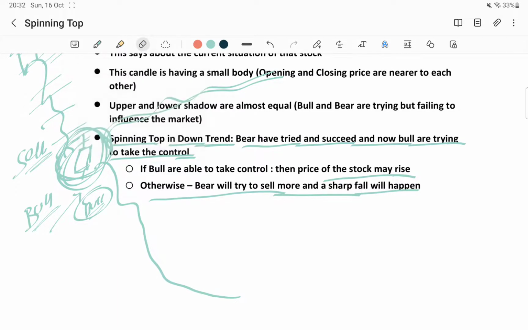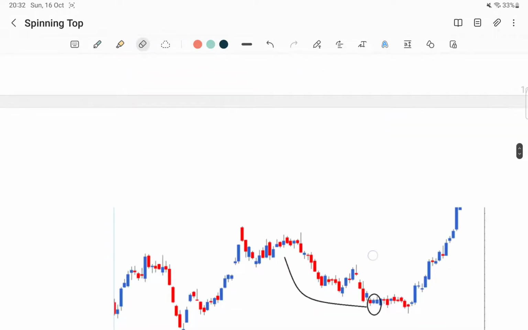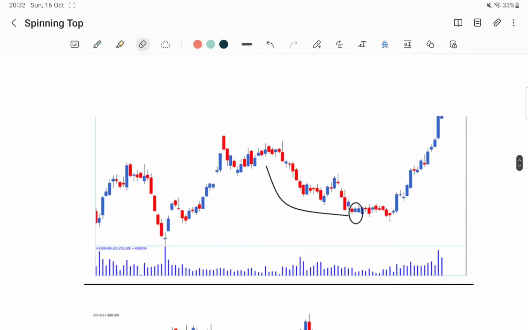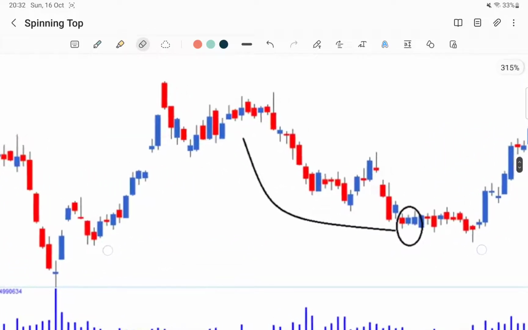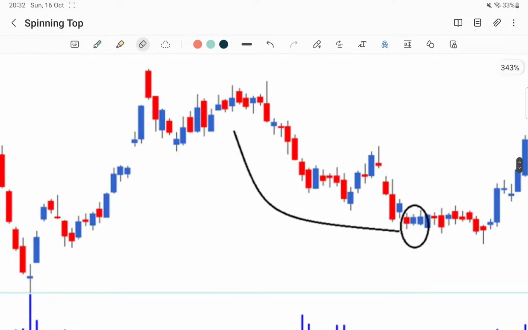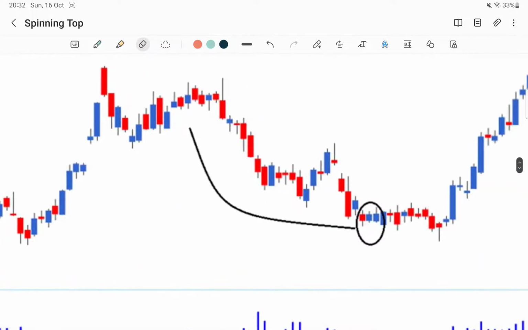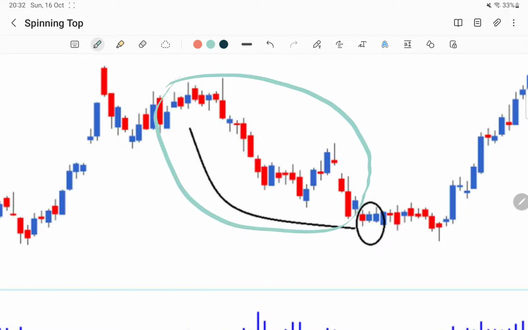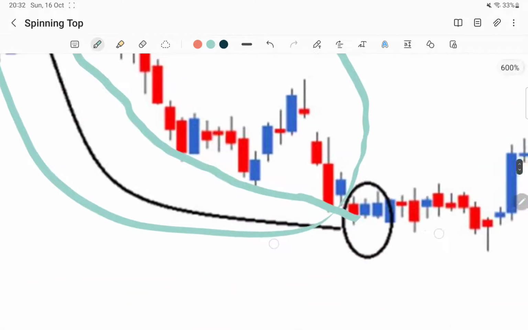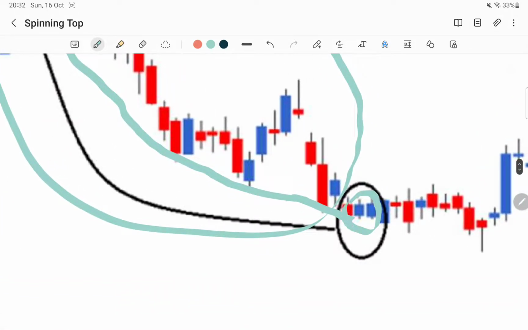So let's go to one of the chart patterns where there is a downtrend, and after that downtrend a spinning top is created. Let's see what happens after that. You can clearly see in this particular area that this is purely a downtrend. If you just connect this line, you can see a downtrend is happening. After this downtrend, if you see this particular chart, this is clearly a spinning top. How is it a spinning top?